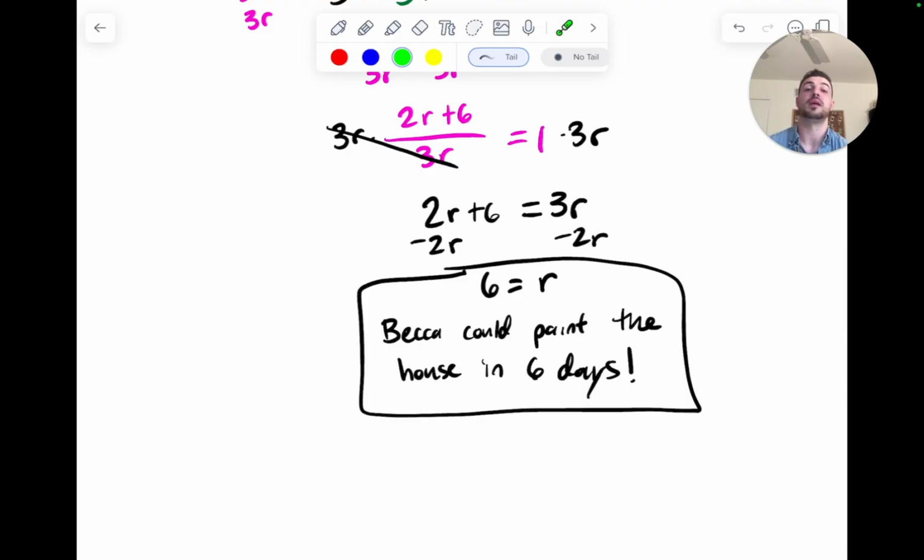Okay, so these are the two main problems we're going to look at. We have average and work, and they should work just like this.